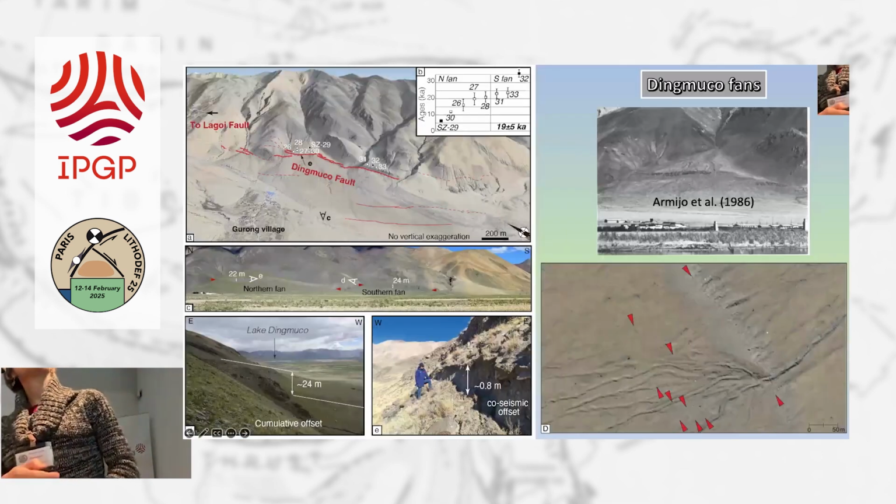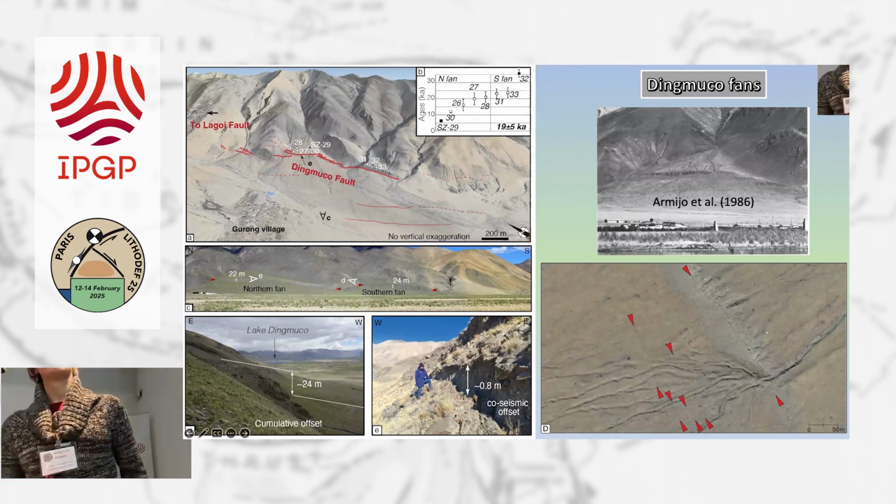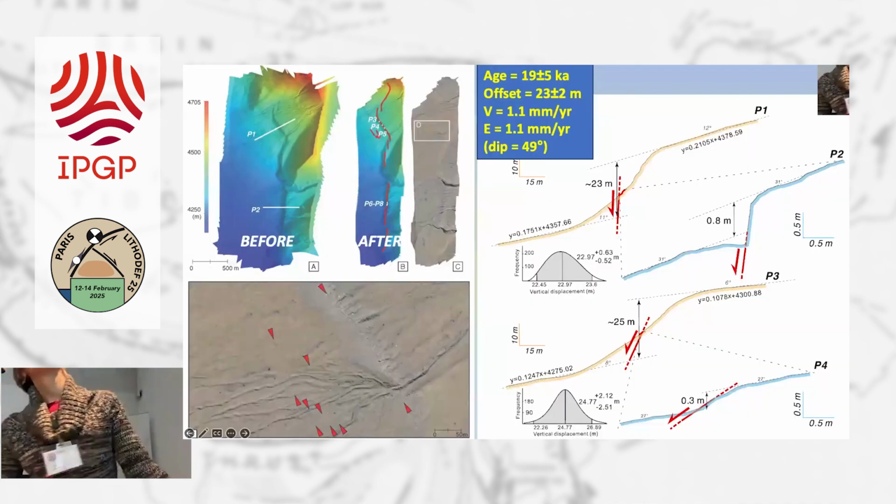So the Dingmutso fan was first mentioned and studied by Armijo in '86 with his famous paper with Paul. And so we have samples from the upper surfaces of these two fans. The offset is about 22, 24 meters high, cumulative offset. But at the same exact location, you have a co-seismic offset of 80 centimeters right at the base. I don't know if you can see, but this is the cumulative scarp. And you can follow here the co-seismic scarp. So right there. And this is the southernmost terminus of the surface rupture of that earthquake.